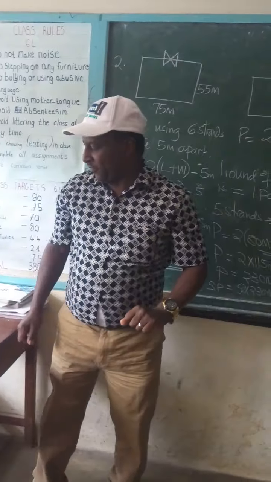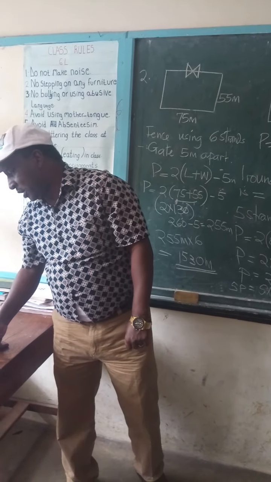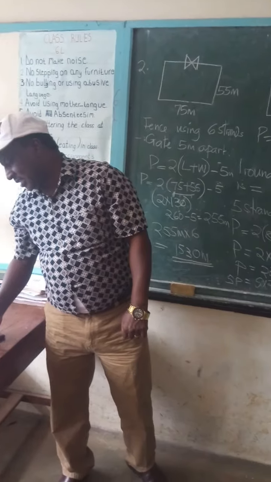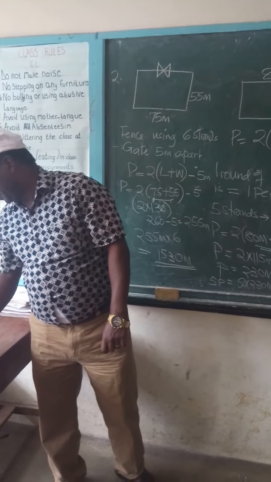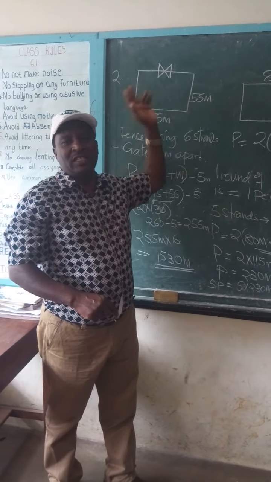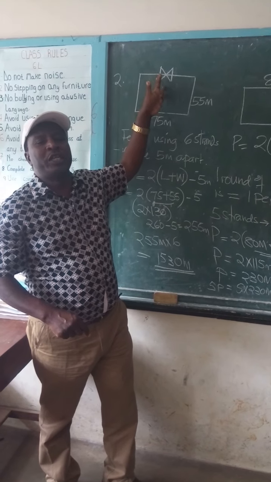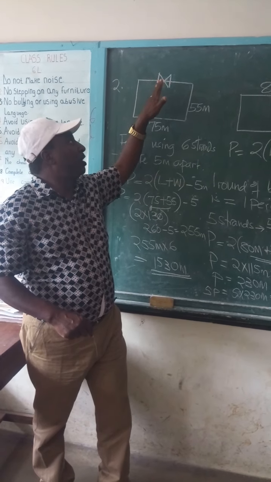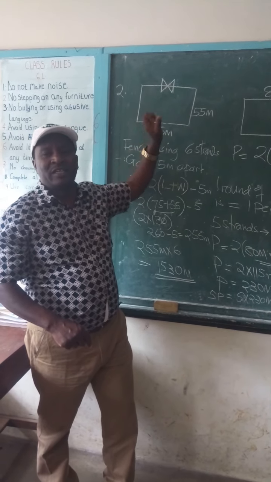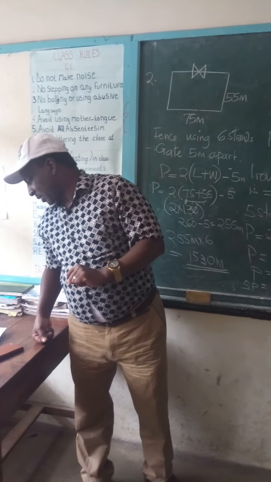Very good. We'll go for a third example. Teacher, what if I don't subtract 5? You will not have taken care of the gates. If you don't subtract 5, then you'll be putting barbed wire even where the gate is. Thank you, teacher.